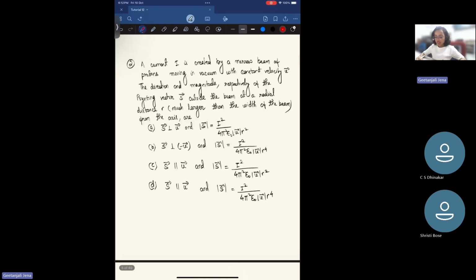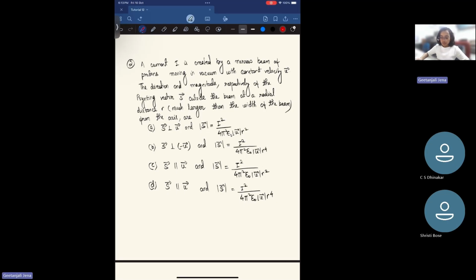Let's see question number 2. It will take some time to calculate, so let me solve it in detail. There is a current carrying wire created by a narrow beam of protons moving in vacuum with constant velocity u. We need to find the direction and magnitude of the Poynting vector outside the beam, at a radial distance R from the axis, which is much larger than the width of the beam.